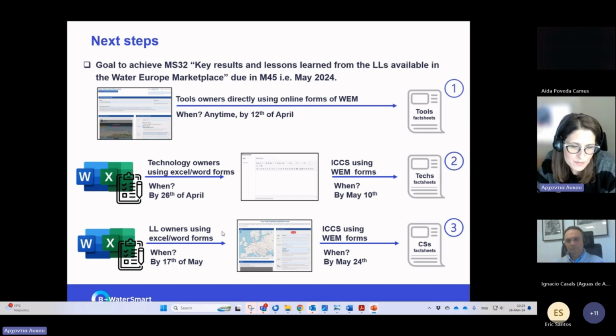And after we have all the technologies online, then we are going to create the Living Lab fact sheets, again by using some Excel or Word forms. This is something that needs to be collected by 17th of May. And then we're going to allocate a week to have also the Living Lab fact sheets online.